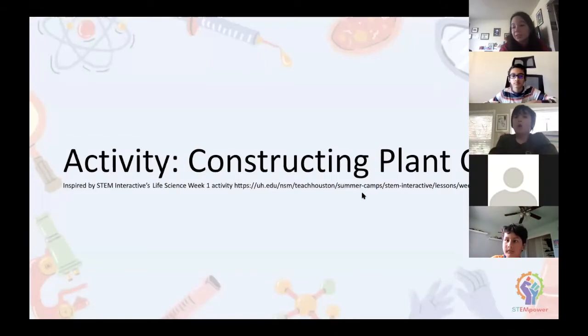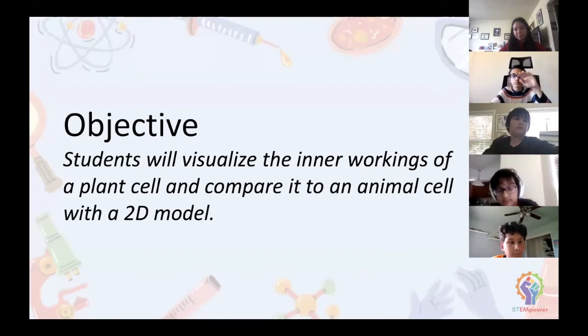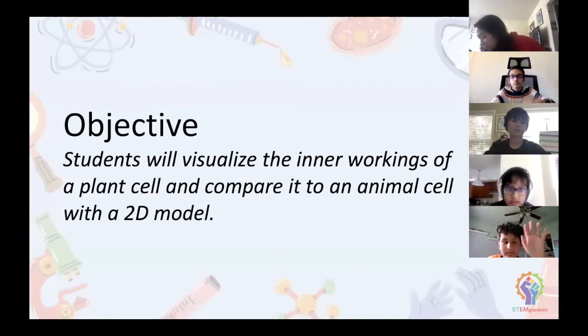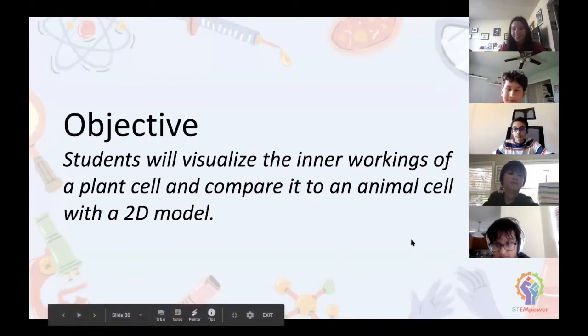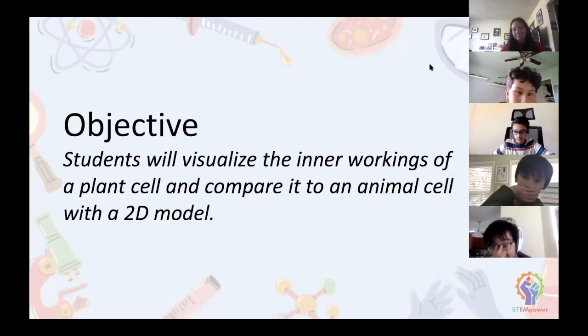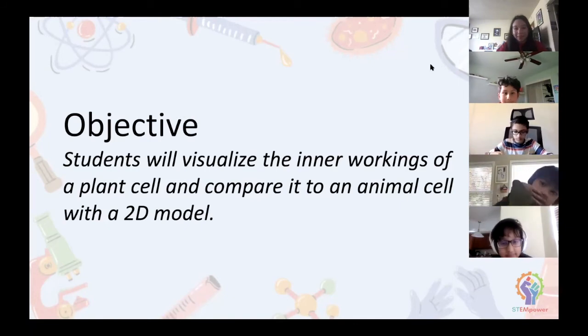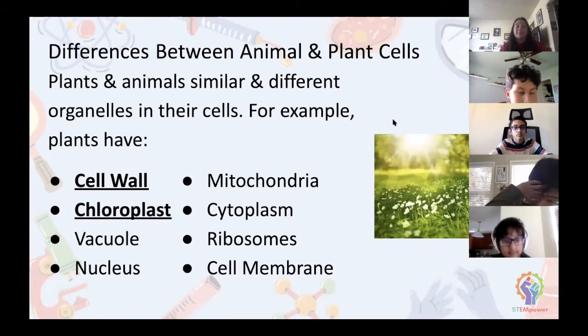So our next activity is going to be constructing a plant cell. We just constructed an animal cell. Now we're going to move on to plant cells. So who wants to read our objective? Nikhil? I was on mute the entire time. Okay. Students will visualize the inner workings of a plant cell and compare it to an animal cell with a 2D model. Perfect. So let's explore the differences between an animal and a plant cell.